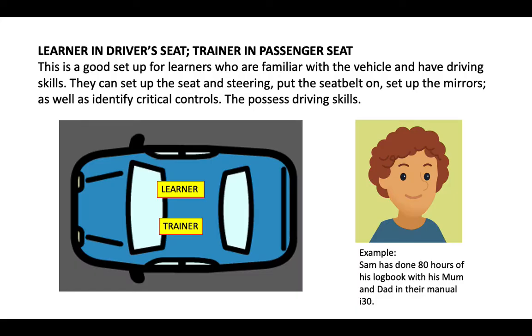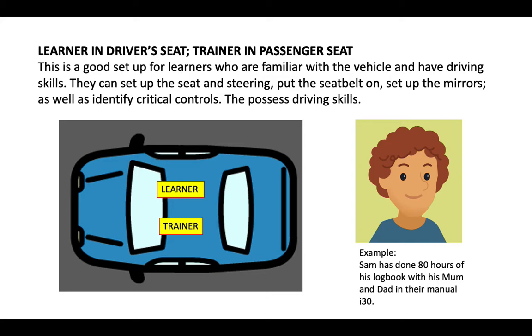Let's look at the possible teaching positions for the cabin drills and controls. Okay, so our first situation is the learner in the driver's seat and the trainer in the passenger seat. This is a good setup for learners who are familiar with the vehicle and have driving skills. They can set up the seat and steering, put the seatbelt on, set up the mirrors, as well as identify critical controls. They possess driving skills.